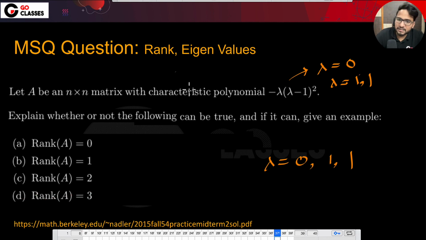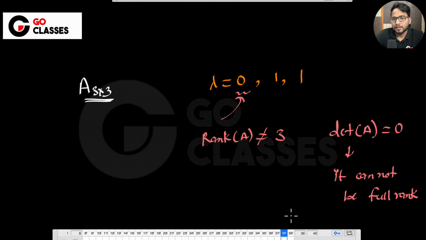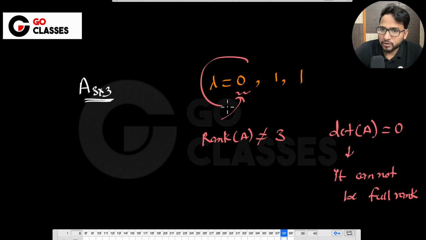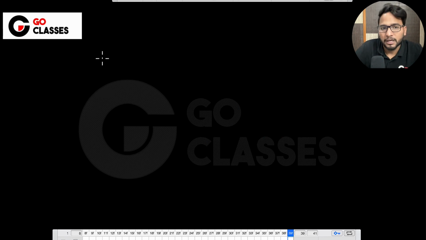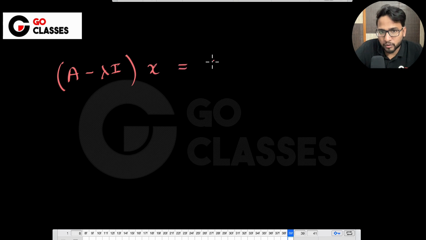Now let's understand this a bit more carefully. What they are saying is that one of the eigenvalues is 0. So let me go to the next page. See, how do you find the eigenvector? It is basically like this: (A minus lambda I) into x equal to 0. You just solve this kind of equation for lambda equal to 0, for lambda equal to 1, like that. This is how you find the eigenvector.